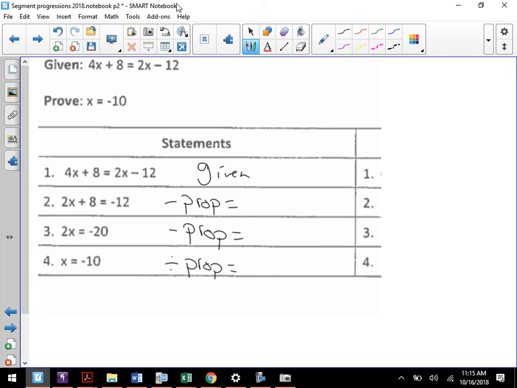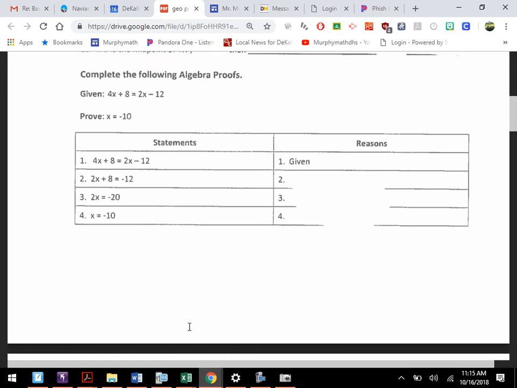Okay. The next one was the bottom of the second page, correct? Okay.